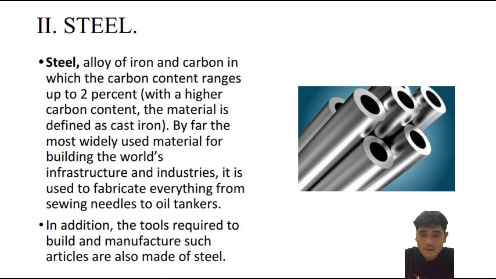Okay, steel. Steel is an alloy of iron and carbon in which the carbon content ranges up to 2%. With a higher carbon content, the material is defined as cast iron. It is by far the most widely used material for building the world. In addition, the tools required to build and manufacture such articles are also made of steel.